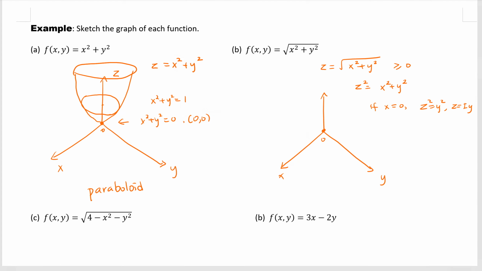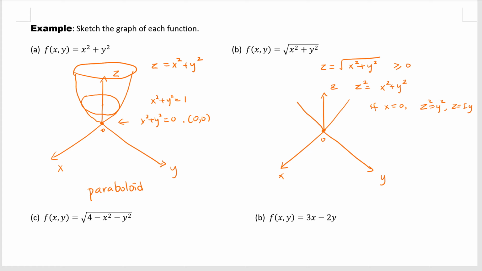So x, y, z. Okay, so they're lines on the YZ plane. But you cannot go through the xy plane because z is greater than or equal to 0. Okay, so there we have two rays. It's not lines, it's rays.